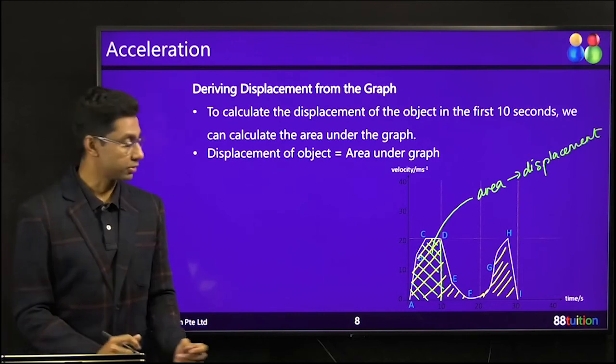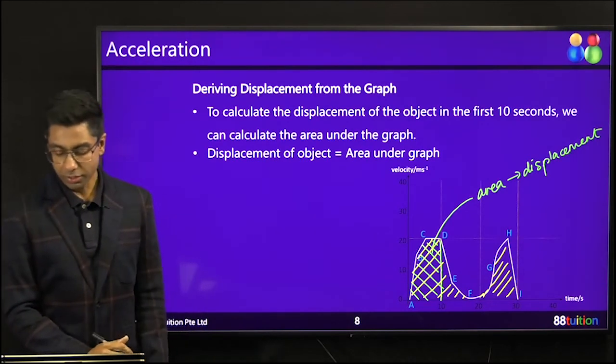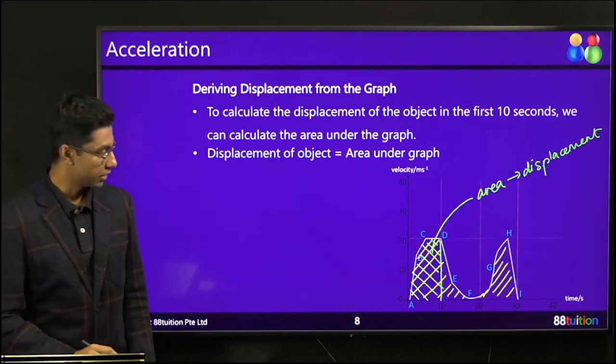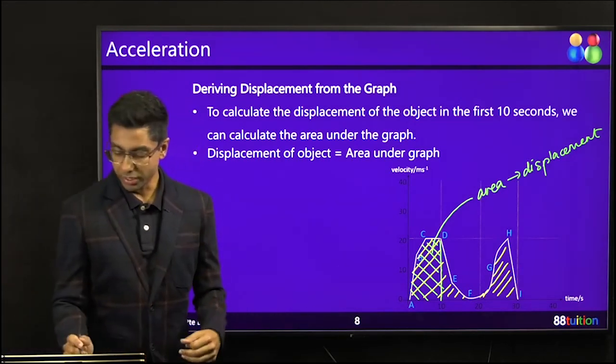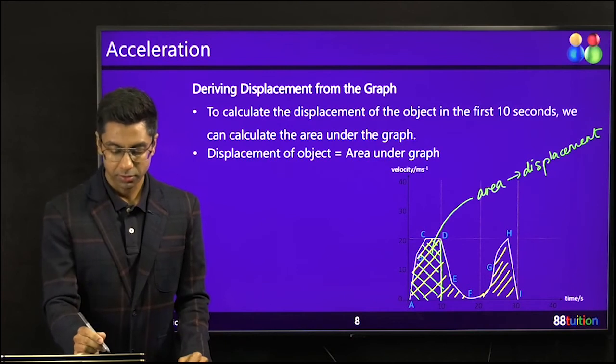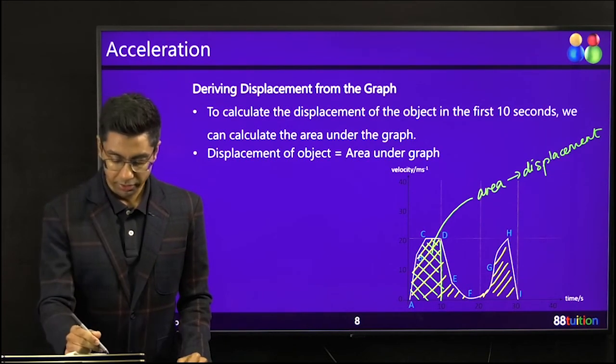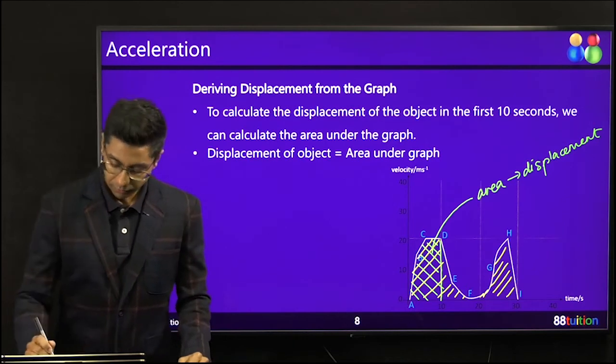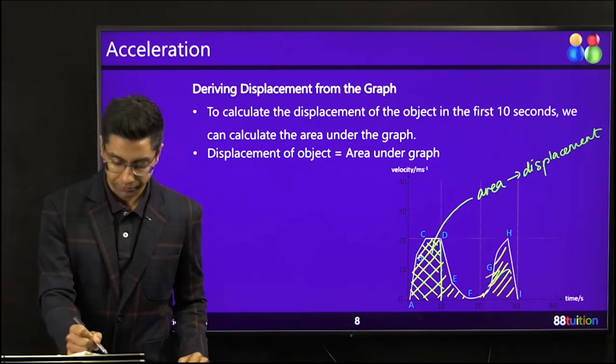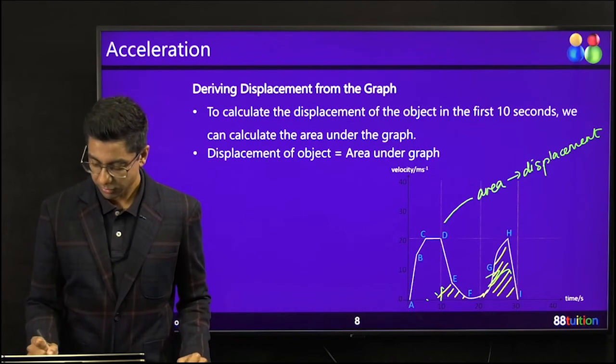Okay, that's exactly what's written down here as well. Can you calculate area? Can. Looks difficult, but break it up. Okay? Break it up. How do you break it up? Let me show you. Let's do it together.